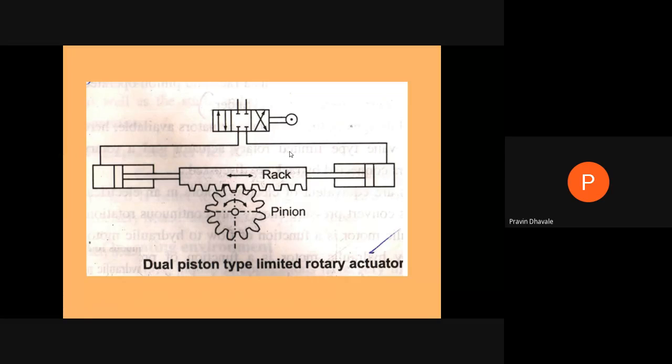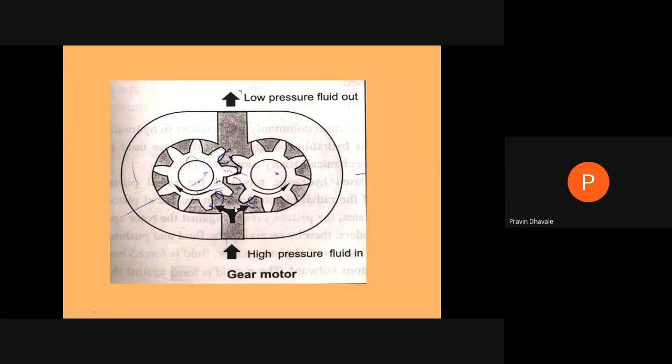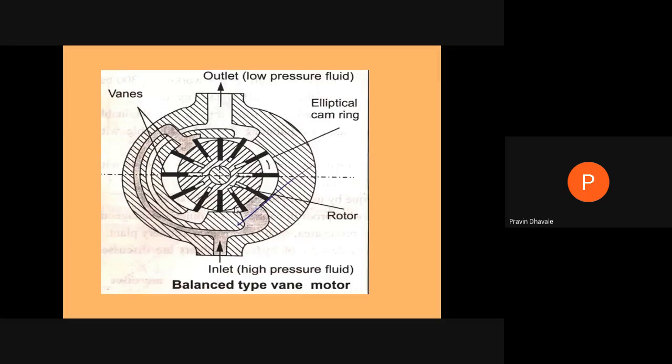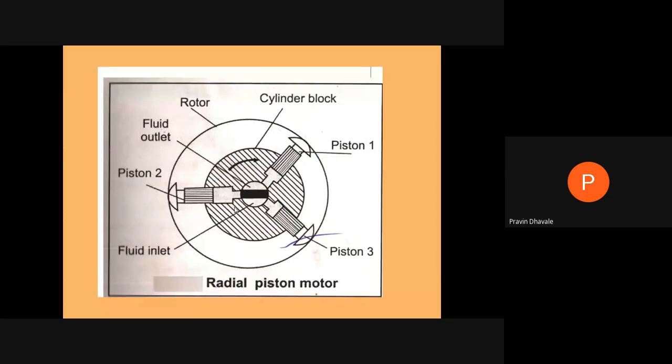This is a dual piston type limited rotary actuator. A rack and pinion arrangement is provided, so that this pinion will be rotated up to a certain degree in the clockwise direction when the piston is moving toward the right. When the piston is moving toward the left, it will rotate in the anti-clockwise direction, but only up to a certain angle, because it depends on the number of teeth on the rack as well as the number of teeth on the pinion. We see this gear motor, balance type vane pump, radial piston pump.